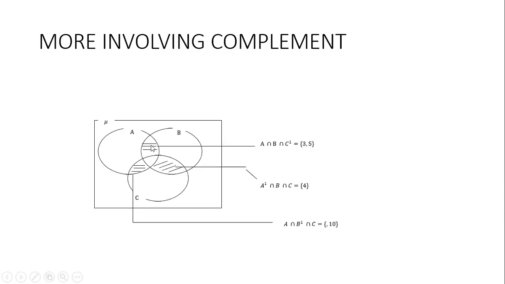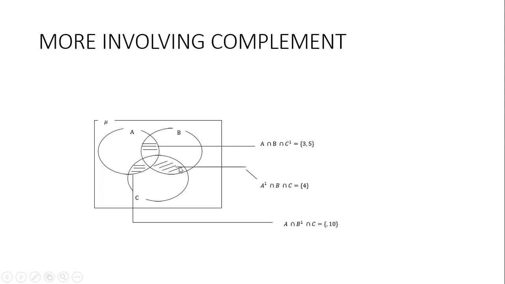Other complements are the elements found in A and B alone, in B and C alone, and in A and C alone. So what do we mean? The element found in A and B alone, you have A intersection B intersection C complement, because C is not inclusive. And the elements found there are 3 and 5.